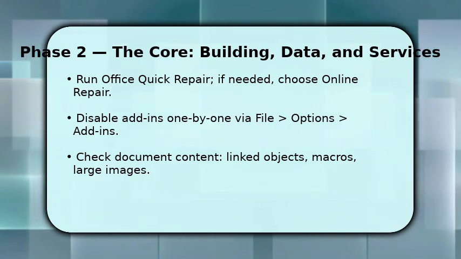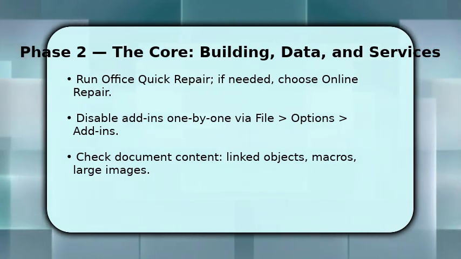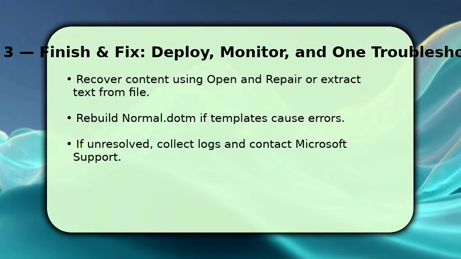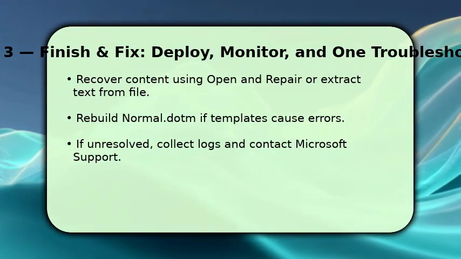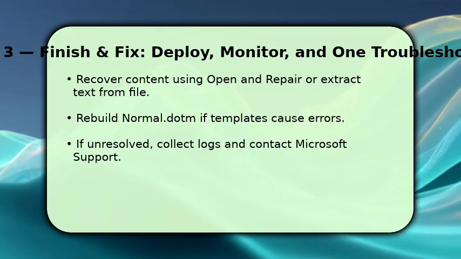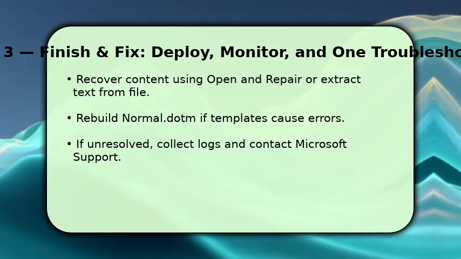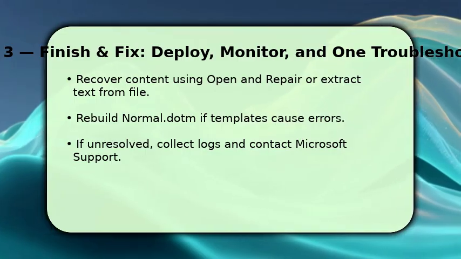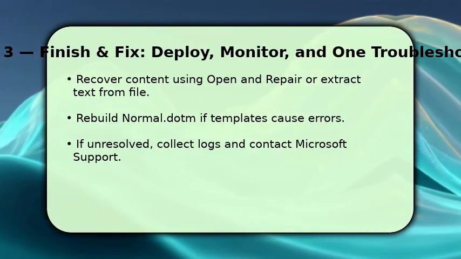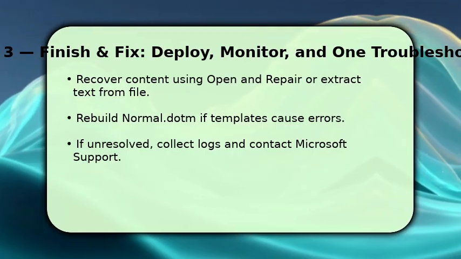Finish by recovering or rebuilding the document. Use Open and Repair or copy content into a new document to strip corruption. If problems trace to templates, rename normal.dotm to force Word to recreate it. This resets customizations but often fixes persistent errors. Make sure you update and reboot. Some issues require a clean start.